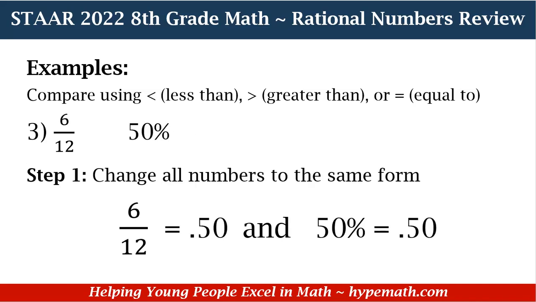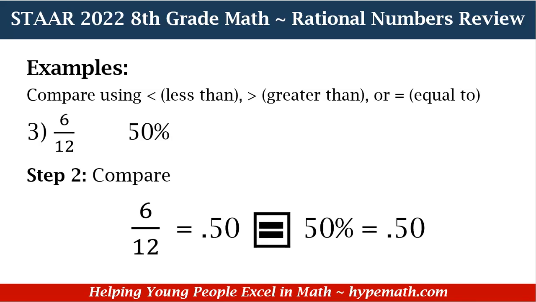Let's look at number 3. We have 6/12 and 50%. Step 1, we're going to change all the numbers to the same form. 6/12 converted to a decimal is 0.50, and 50% converted to a decimal is 0.50 as well. So when we compare the numbers, we know that they are equal to each other.